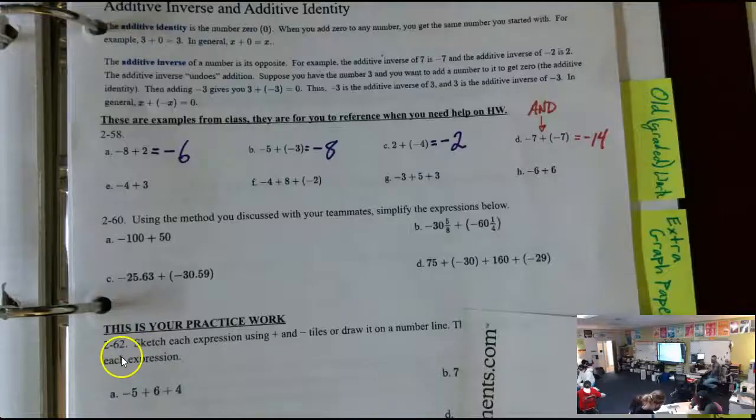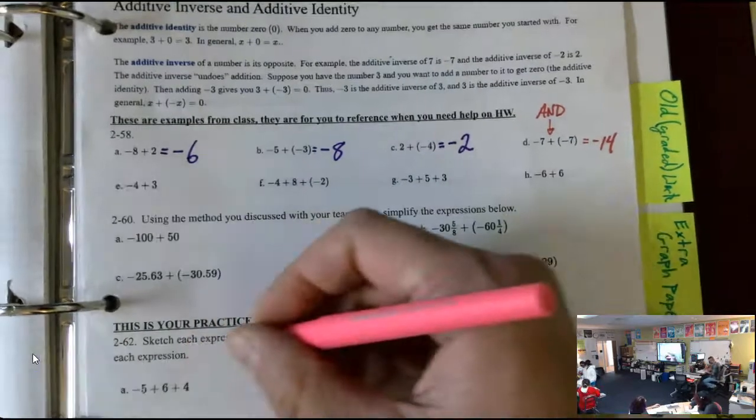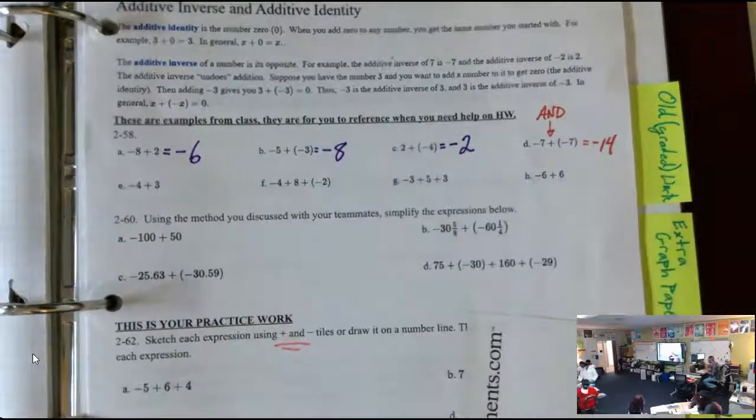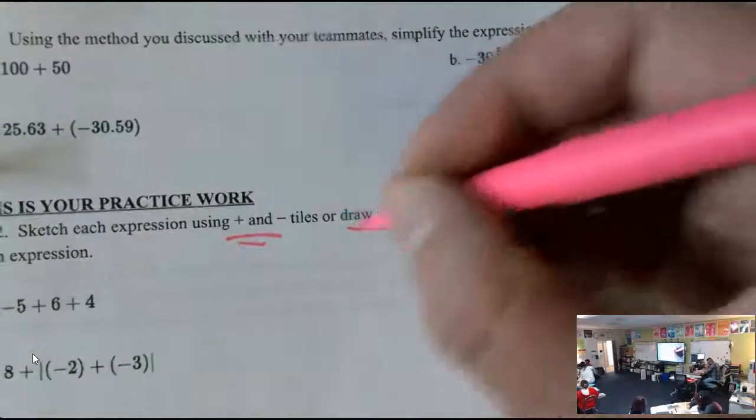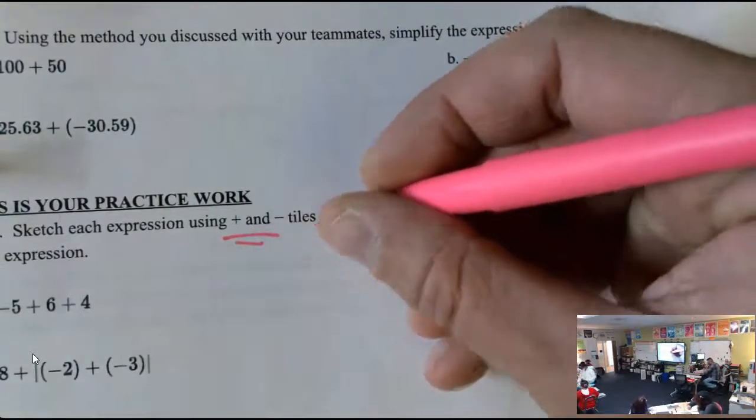So in 62, guys, I caught a couple of you on a question where it said use the generic rectangle and you didn't. Read the directions. Either sketch this using pluses and minuses like we were doing in class, the positive and negative tiles, or draw it on a number line. You don't have to do both.